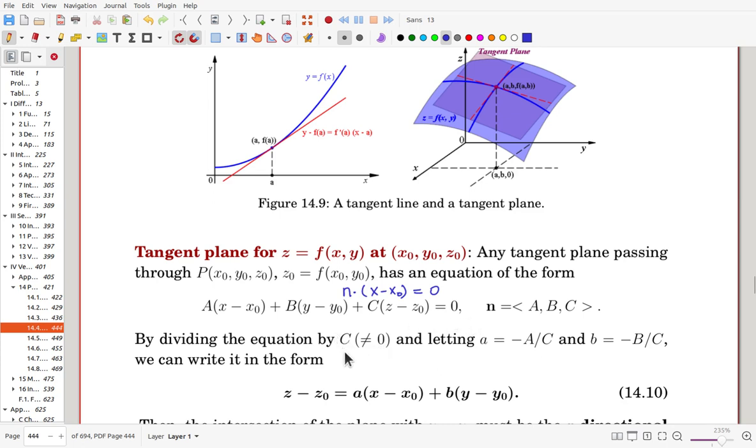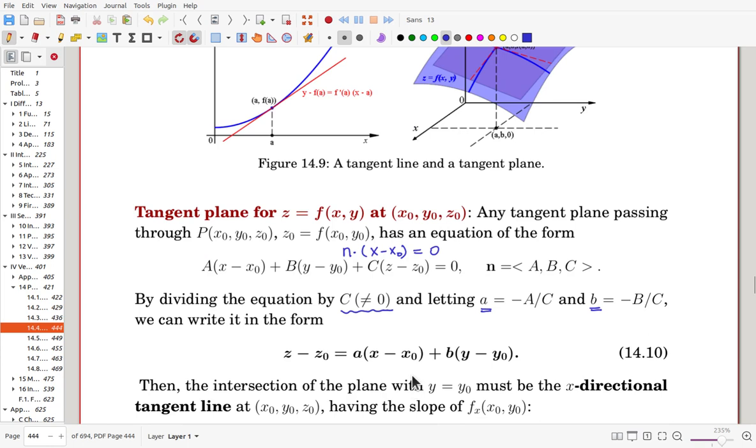Now, we may assume C is non-zero. If C were 0, then at the point the surface is vertical, which has a little bit of a problem, so we assume C is non-zero. Then we can move terms to the other side and divide by C, introducing small a and small b, and the equation can be written this way.